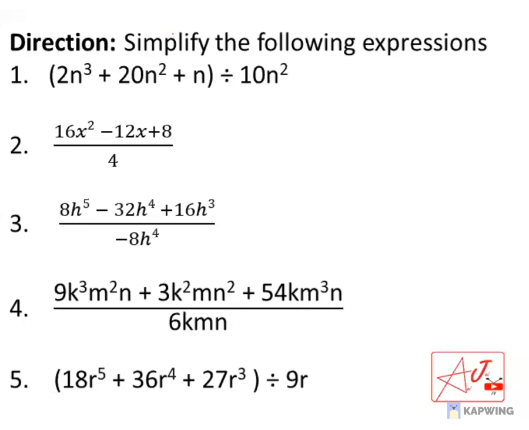Okay, let us check. For number 1, we have 2n cubed plus 20n squared plus n divided by 10n squared. So, yung first term natin na 2n cubed tsaka 10n squared. So, si 2 at si 10 ay hindi pwedeng i-divide kaya gawin muna natin siyang fraction. 2/10. And then yung variable, 3 minus 2 ay 1 na lang. So, 2n.